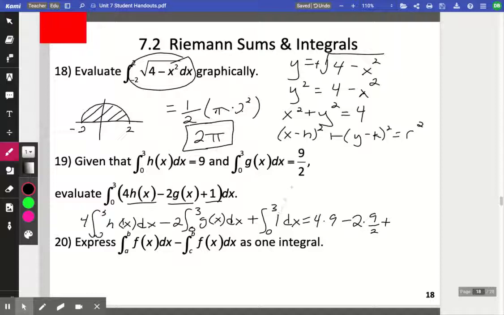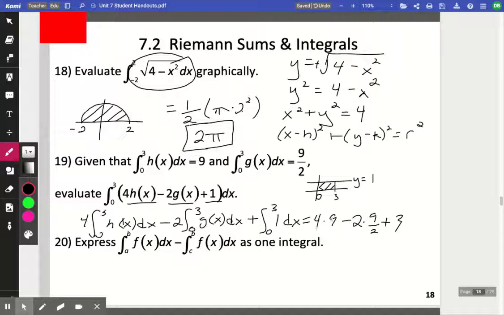Now remember, this would be like saying y equals 1. So what is the graph of y equals 1? Well, y equals 1 is a horizontal line. And we're looking for the area under this curve from 0 to 3. So what would that be? Well, that would be this rectangle, which is 3 units wide and 1 unit tall. So an area of 3, and so plus 3.